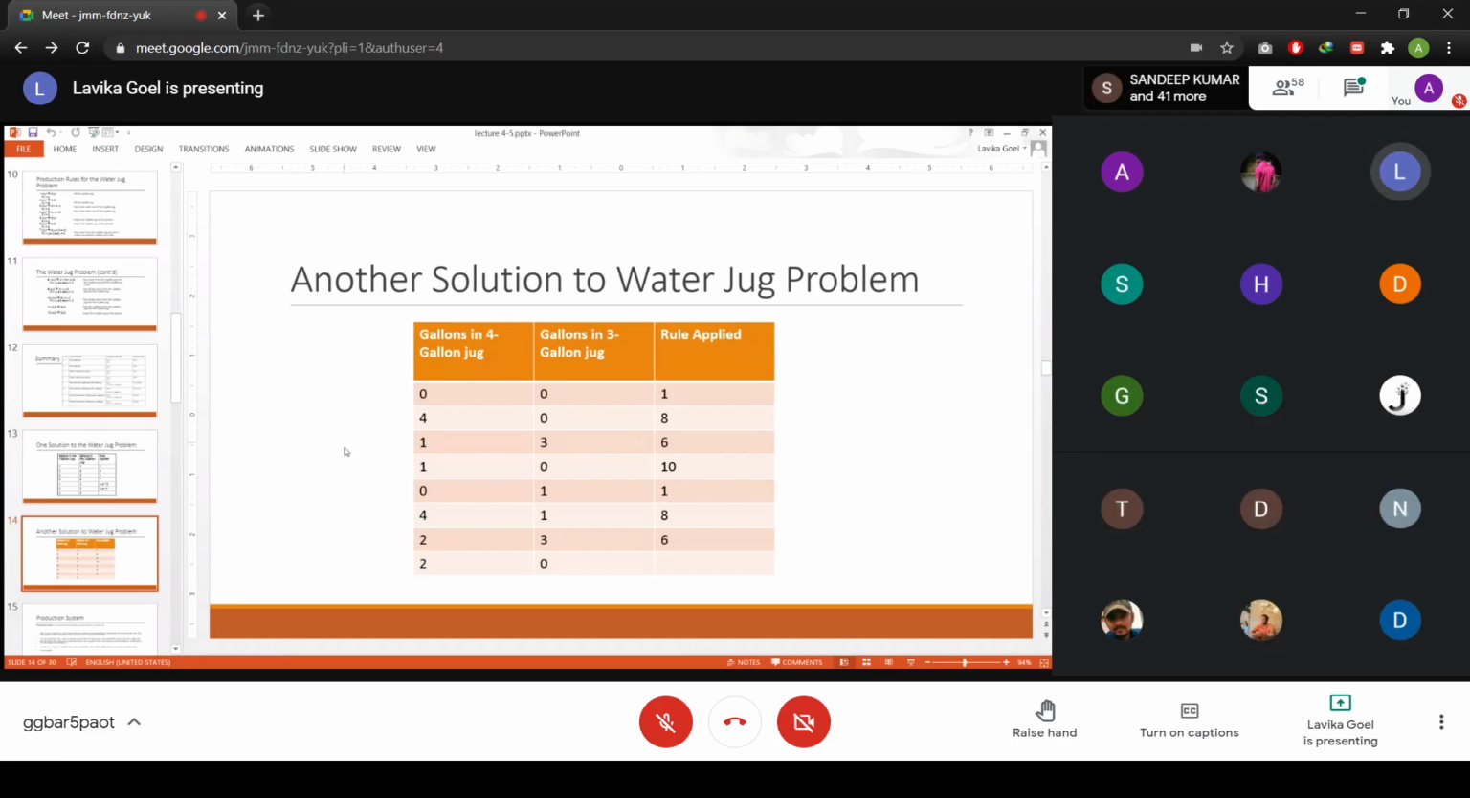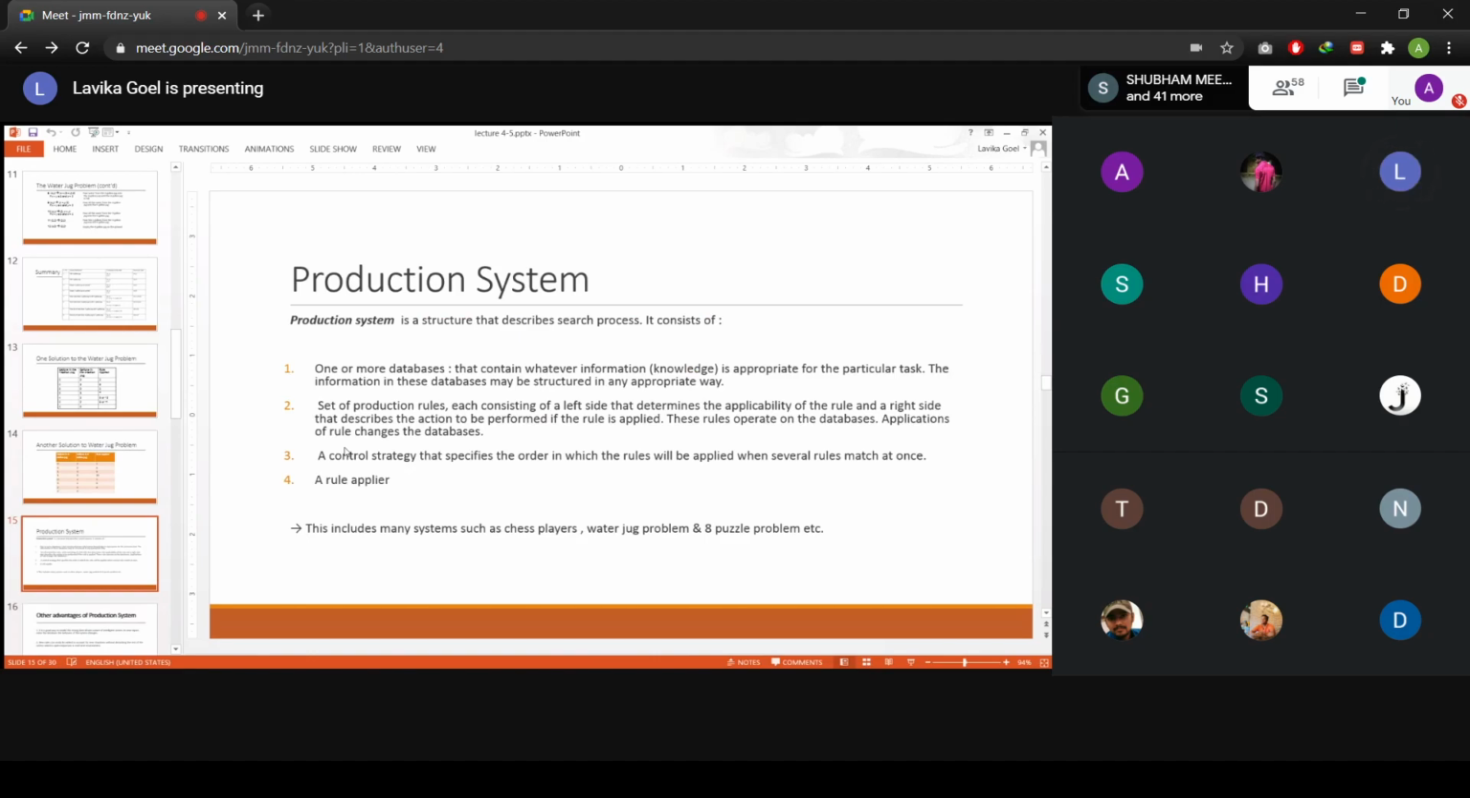So this is basically the solution to the water jug problem, and the rules whatever we have written are called the production rules. Fine. So the complete thing is a production system. It has got 4 components. The first component of a production system is the knowledge base, or you can say a database. A database is basically a knowledge base which is required.